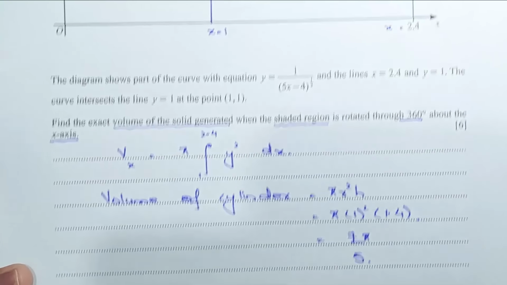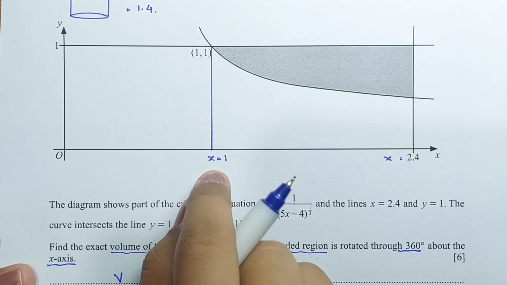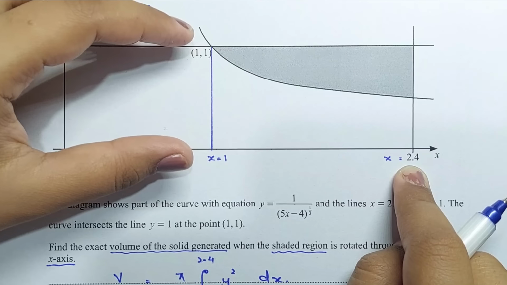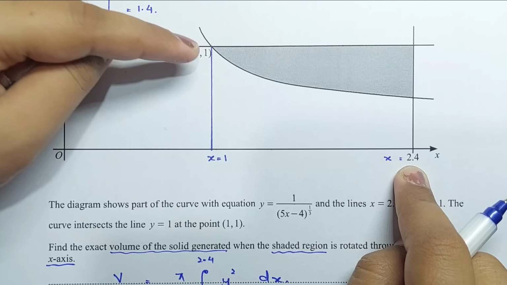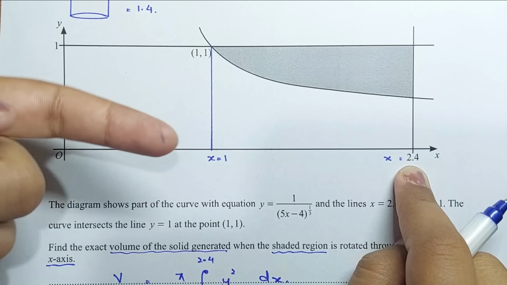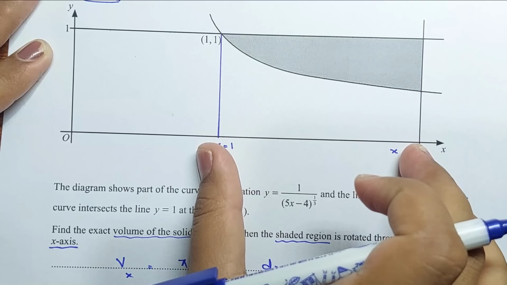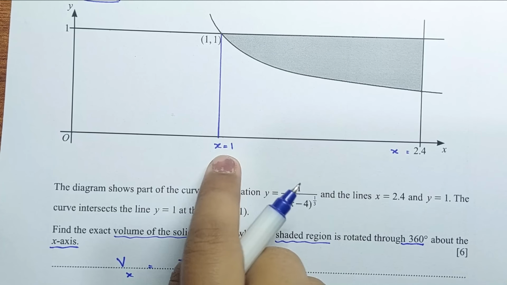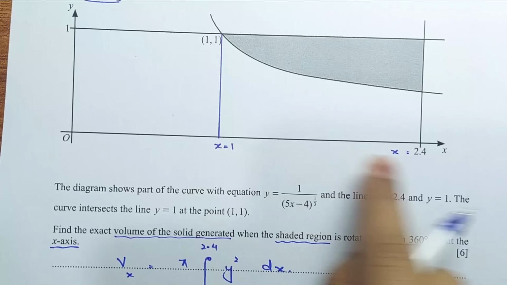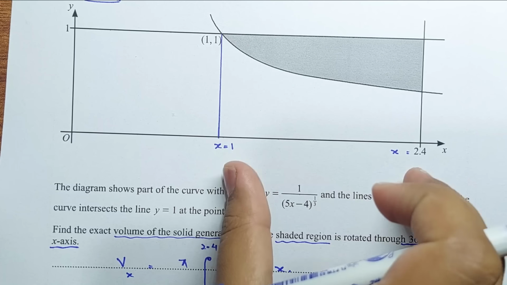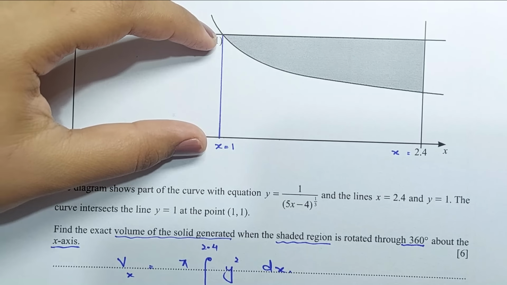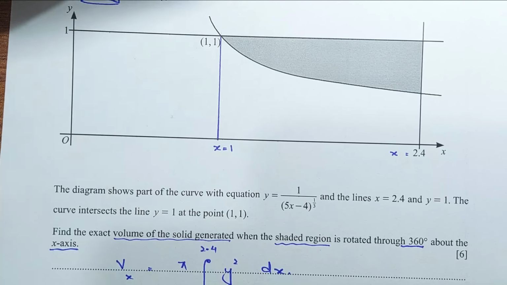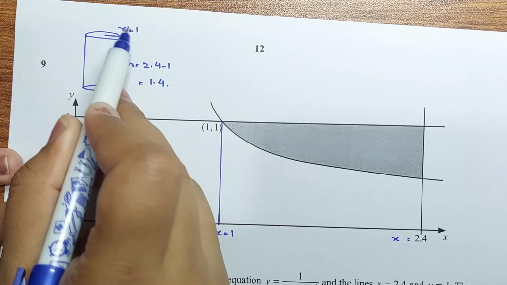Let me explain this situation one more time. We are given that x is 1 here and x is equal to 2.4 here. We have to find the volume of a solid when it is rotated 360 degrees. This shape is a rectangle, so when we rotate it 360 degrees, it makes a cylinder. The height of the cylinder is from 1 to 2.4, which is 2.4 minus 1, so the height is 1.4. And that is the radius of the cylinder. Why am I taking this whole length as the radius? Because when I rotate it, it makes a circle, right?